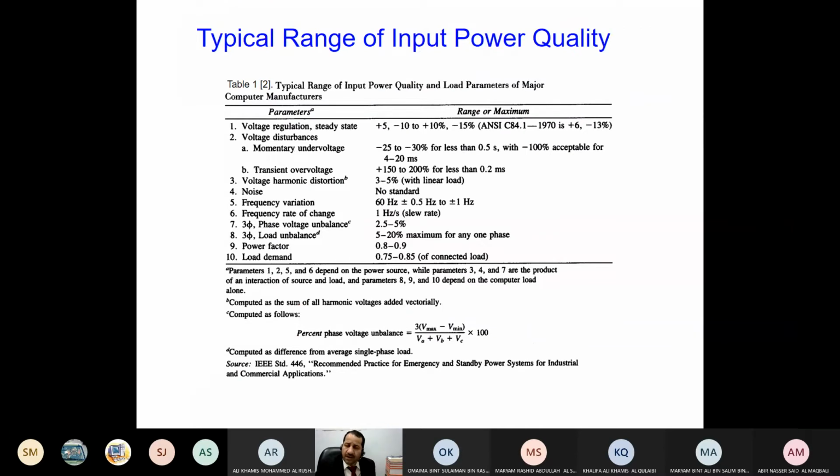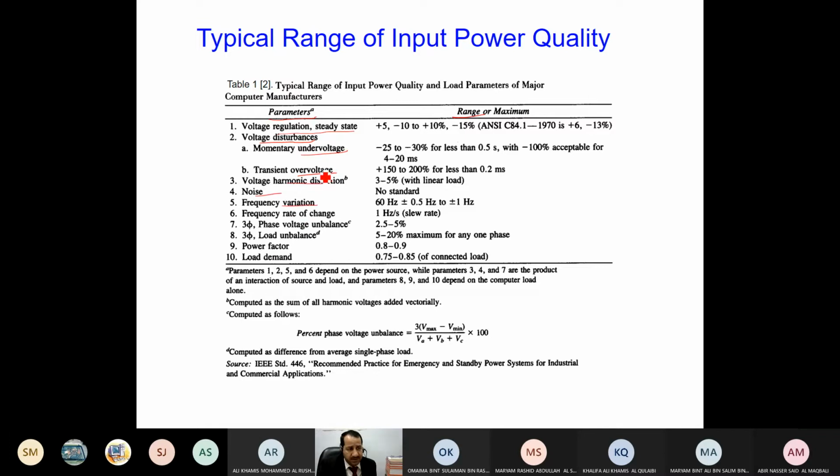Also, if you look at the nameplate, you will find information about your equipment. Part of it could be the disturbances. For example, here is a power quality and load parameter sheet for a major computer manufacturer. See, he wrote on his nameplate the equipment, the parameter and the range. He says voltage regulation, steady state, or voltage disturbance, undervoltage, overvoltage, harmonics, noise, frequency variation, and so on.